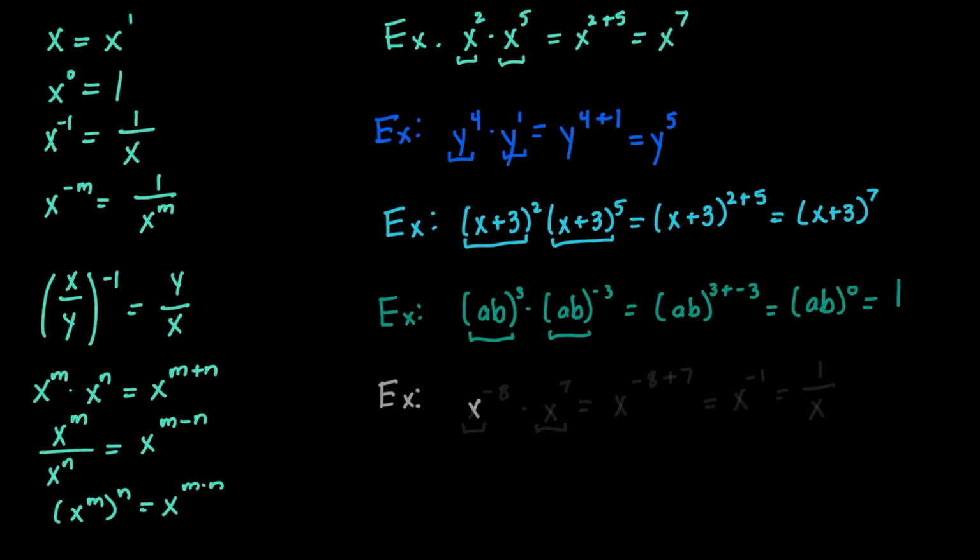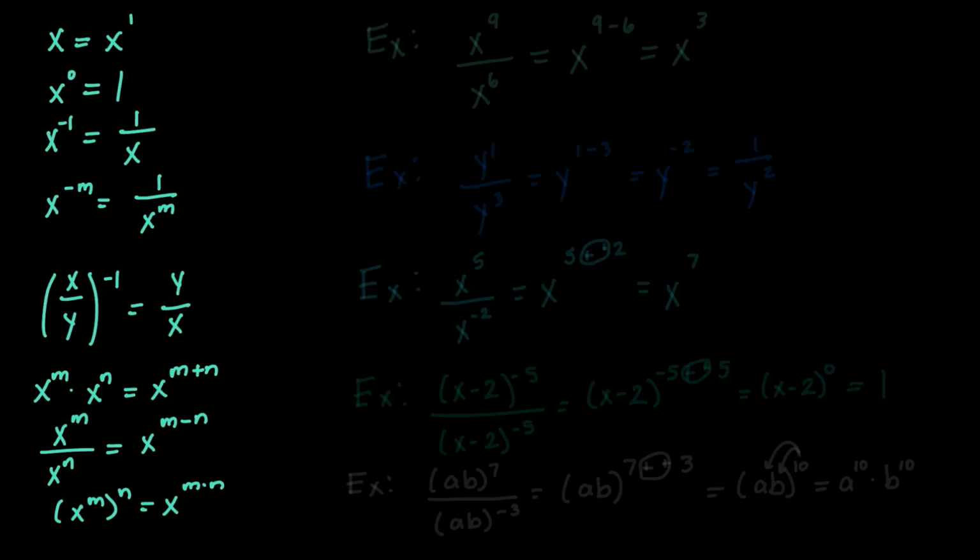Okay, x to the -8th times x to the 7th. My bases are the same. I'm multiplying, so I know I'm going to add my exponents. -8 plus 7 is -1. I know if I have x to the -1, it becomes the reciprocal, so my answer is 1 over x.